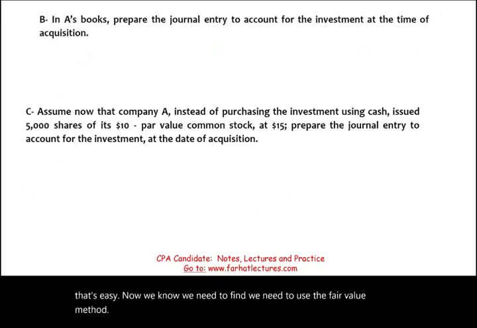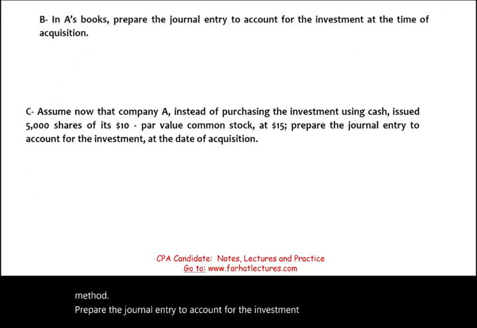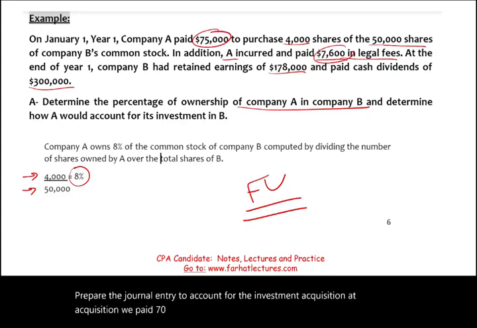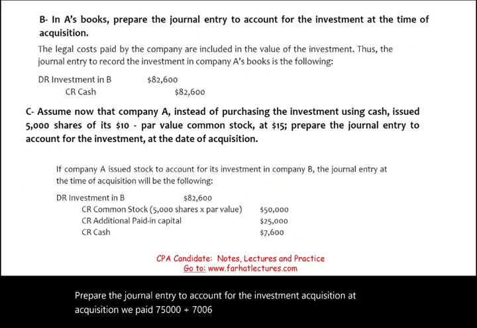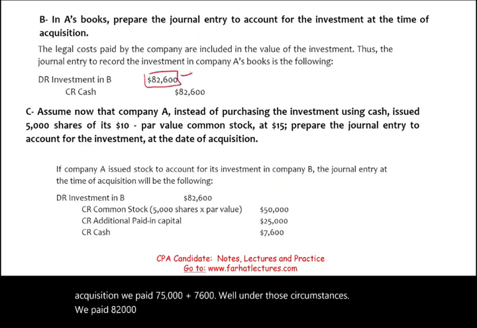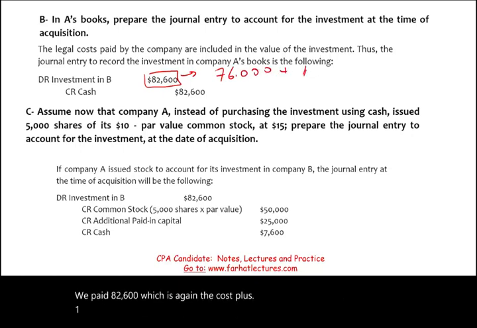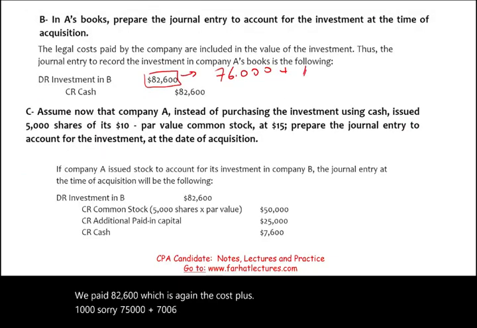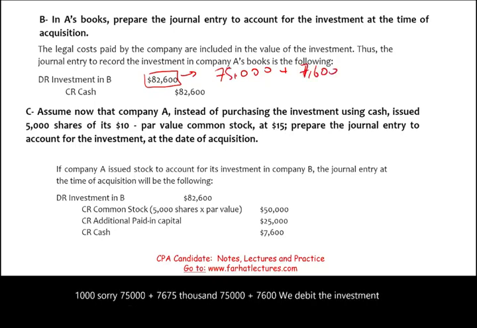Prepare the journal entry to account for the investment at acquisition. Well, at acquisition, we paid $75,000 plus $7,600. Under those circumstances, we paid $82,600, which is the cost, $75,000 plus $7,600. We debit the investment and we credit cash since we paid cash.